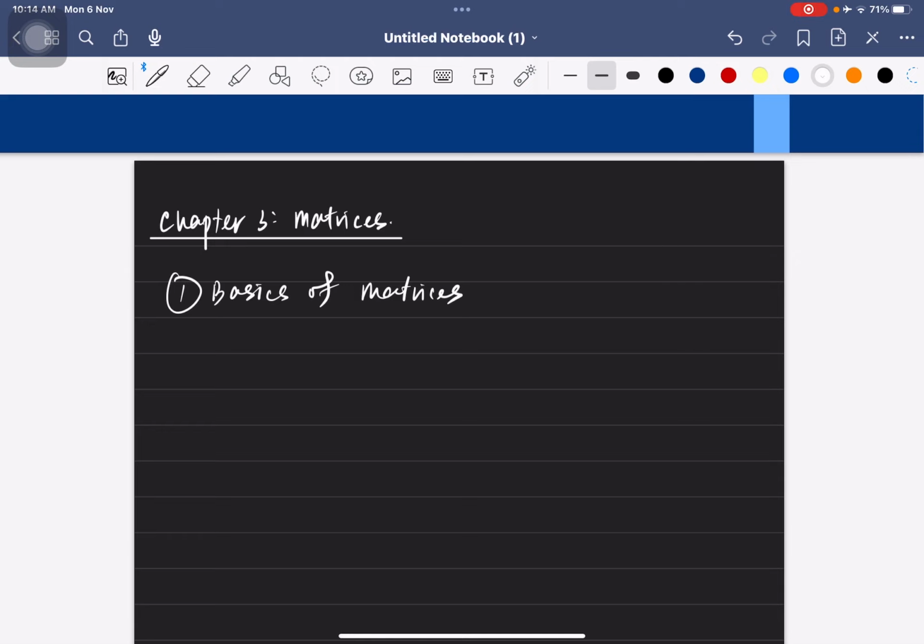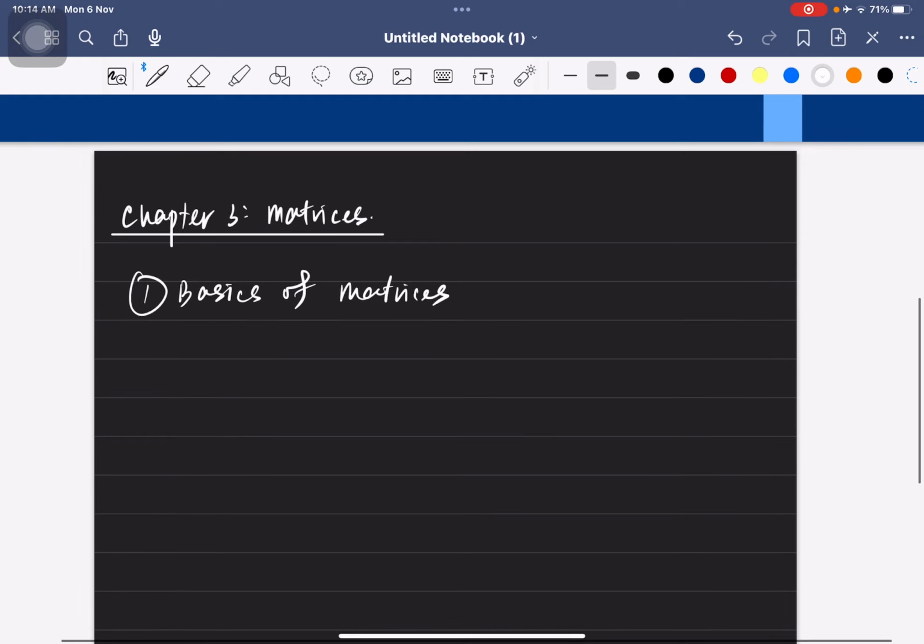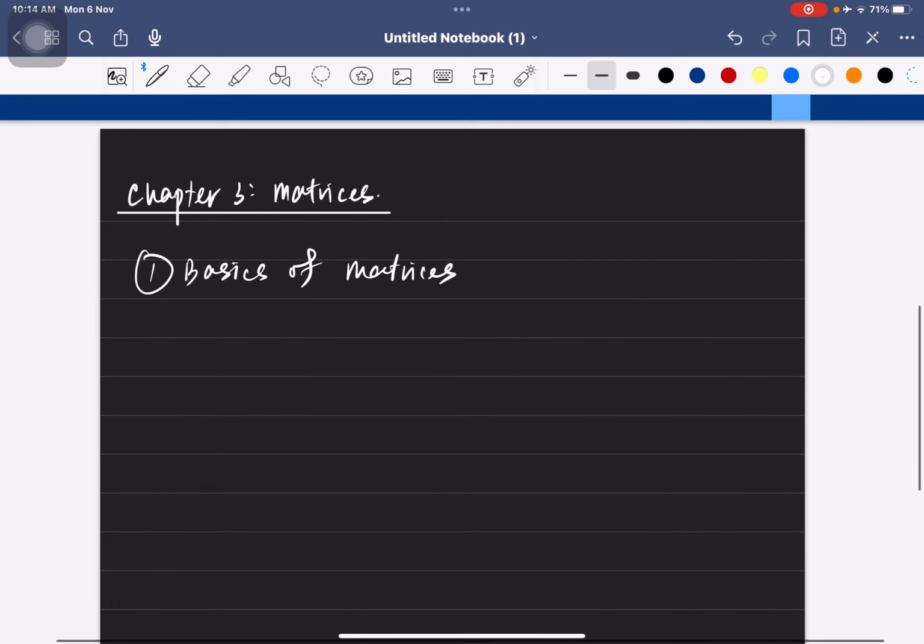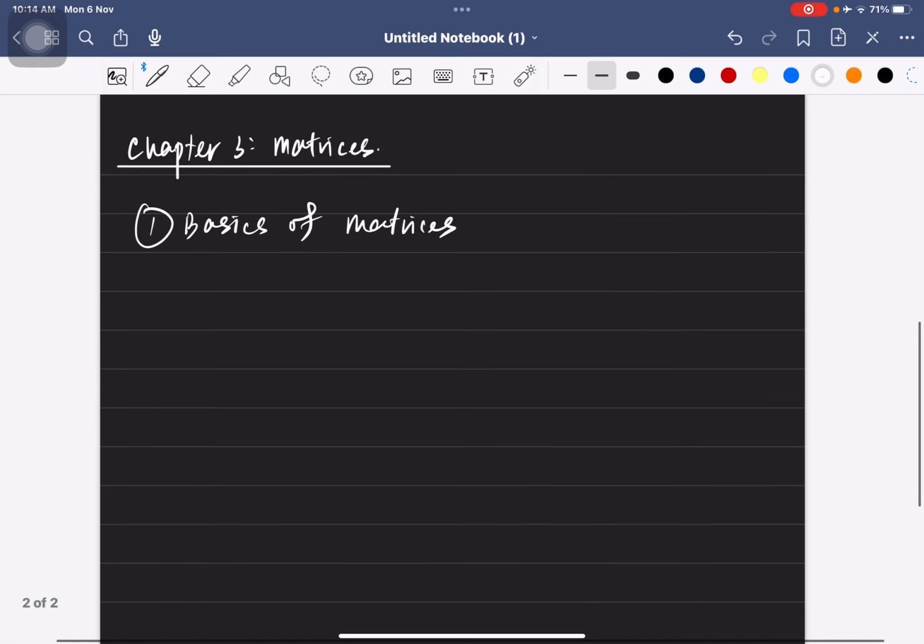Okay, so in this video I'll be talking about the basics of matrices. The list of basics that you need to know, like the basic terminologies, in order for you to proceed with this chapter. So first, you need to know what is the order of the matrix.